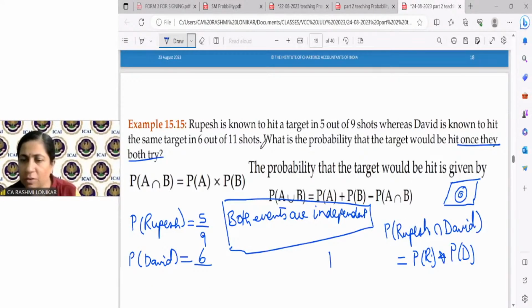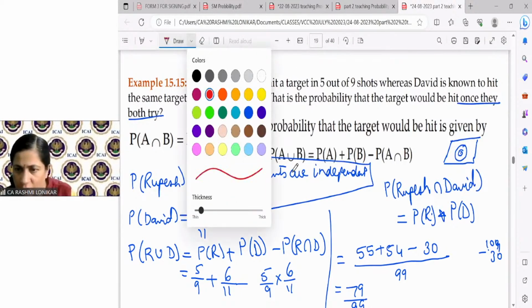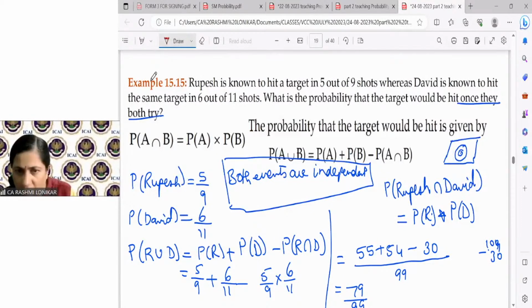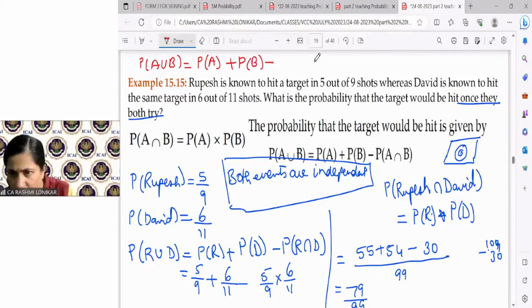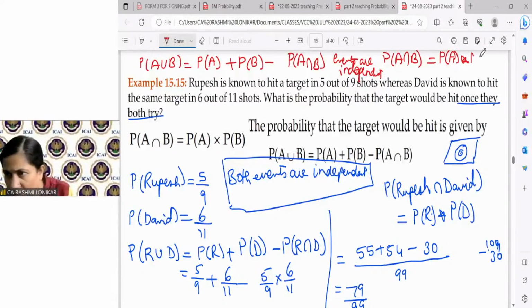Okay, we are using this normal formula. P of A union B is equal to P of A plus P of B minus P of A intersection B. When events are independent, what do I say? P of A intersection B is equal to P of A into P of B. Okay? Yes, understood?